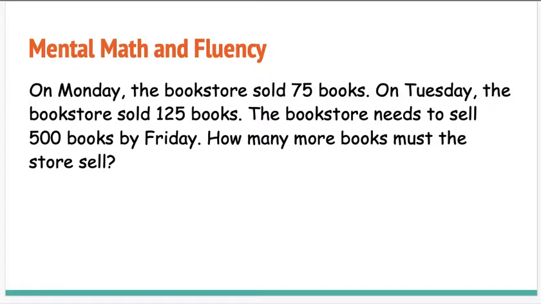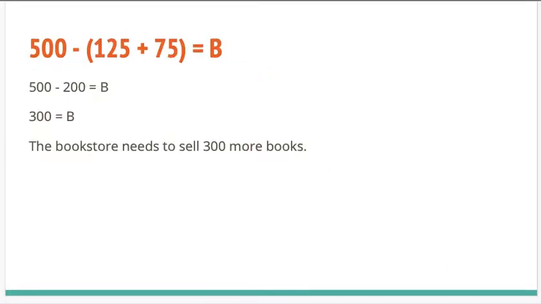All right, so what I know is the bookstore needs to sell 500 books. Now, what I also know is they've already sold some books. So I need to figure out how many books did they already sell. So what would I do to figure out how many books they have already sold? If you said 125 plus 75, you'd be right. So 125 plus 75 is 200. Then I need to take 200 and subtract it from 500. So I would do 500 minus 200. Let's see my work on the next slide.